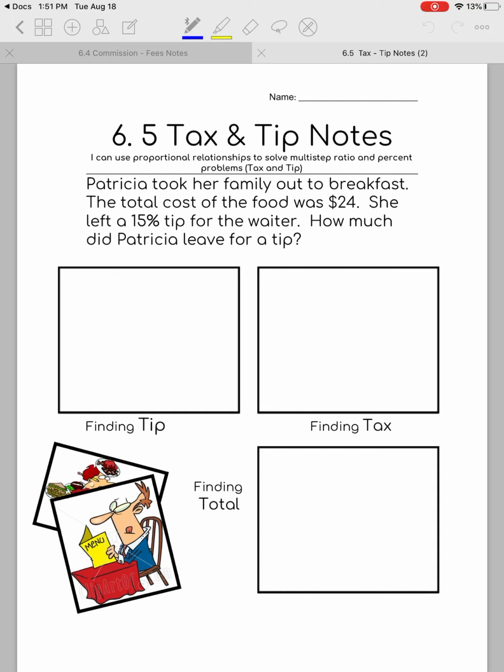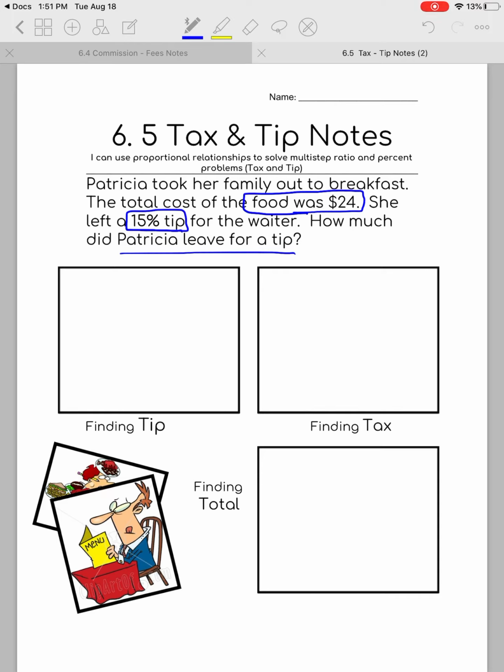So, here's our example. Patricia takes her family out to breakfast. The total cost of food's $24. She left a 15% tip for the waiter. How much did Patricia leave for a tip? So, first off, look in your story. Find your information. The food's $24. She left a 15% tip. How much did she leave for the tip? That's what we're trying to find.